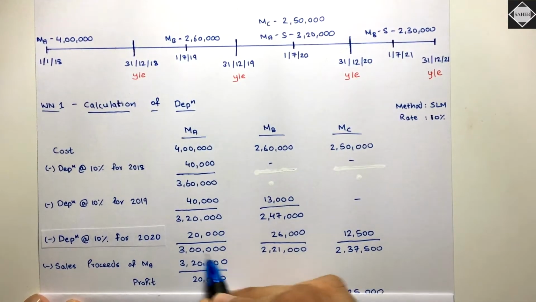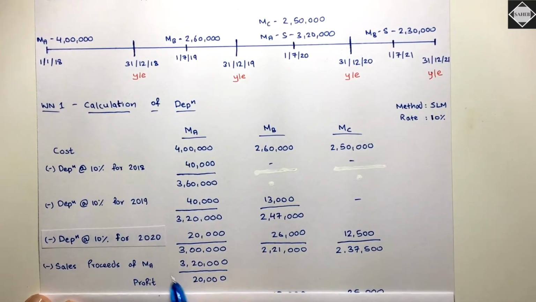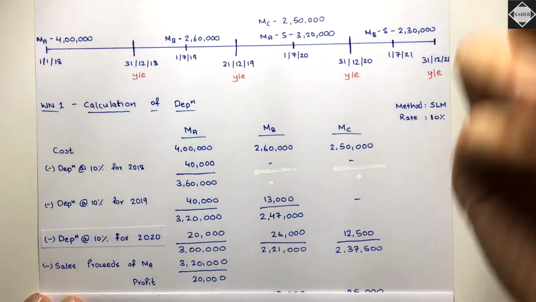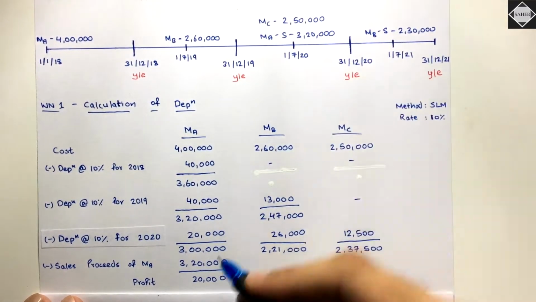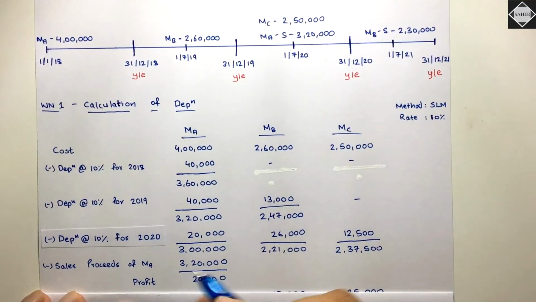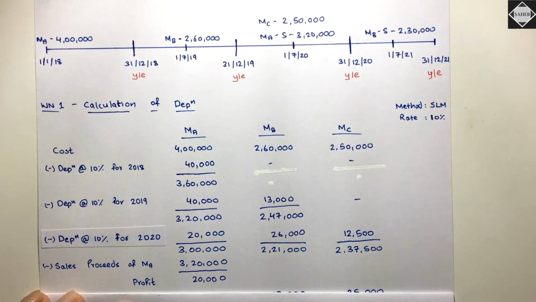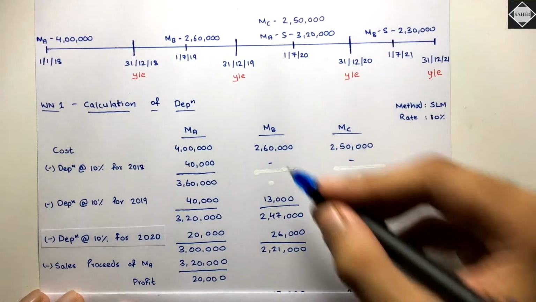So 3 lakh is the WDV on date of sale minus sale proceeds of machine A, that's 3 lakh 20, right? It was said in the question, 3 lakh 20. So 3 lakh minus 3 lakh 20, you can easily understand you have made a profit. The sale value is more by 20,000 than the book value. So of course you have made a profit of 20,000. Is this clear? Simple and straightforward. Okay, right.